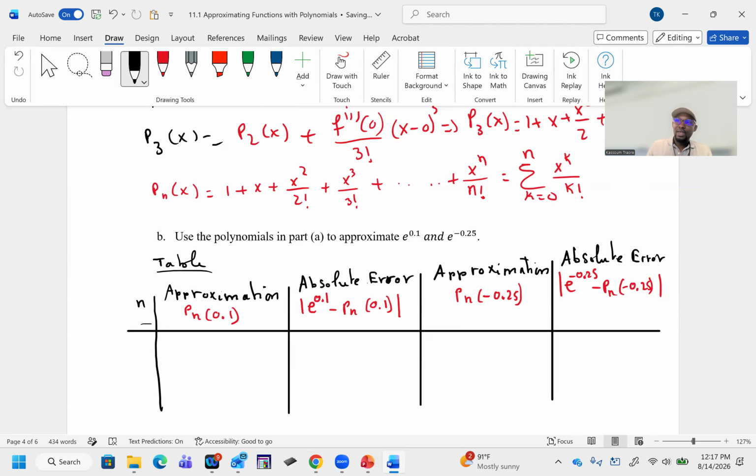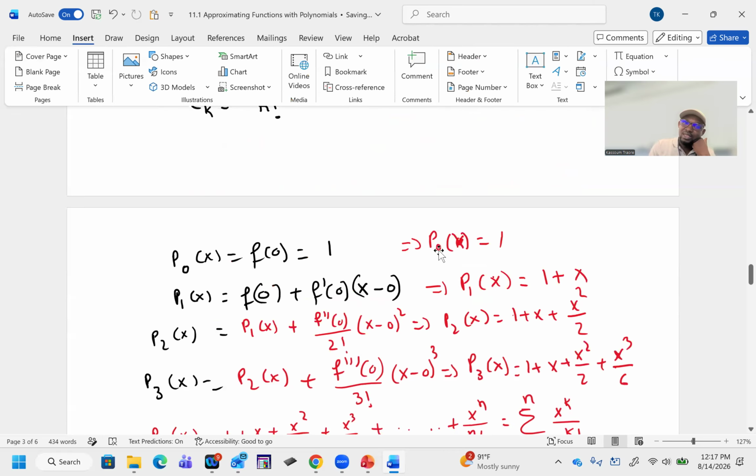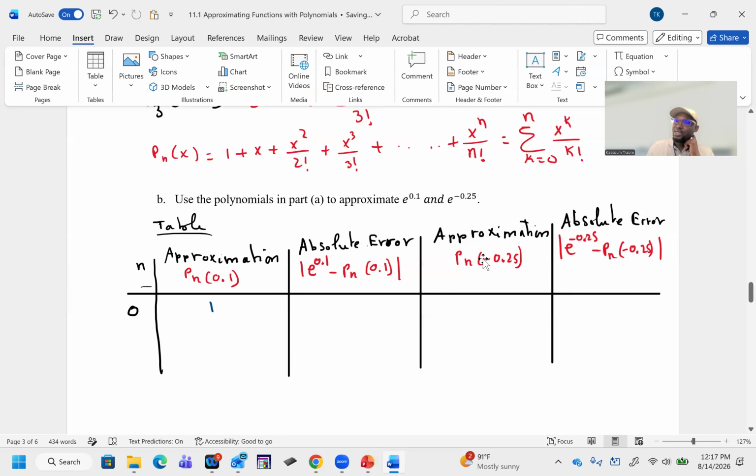So now, if n is 0, right? Let me use blue. We know p sub 0 of 0.1 will be 1, based on right here. So it's not like I'm making up P sub 0 of x is 1. So P sub 0 of 0.1 will still be 1. Okay, that's what I'm using.